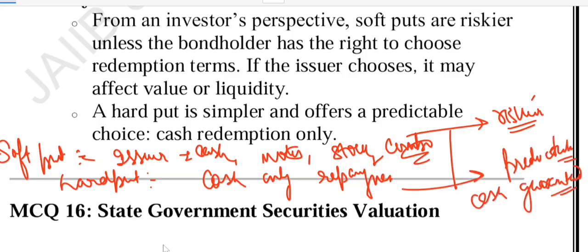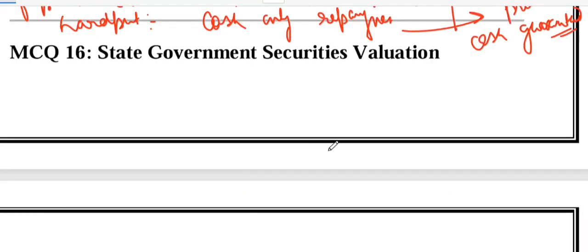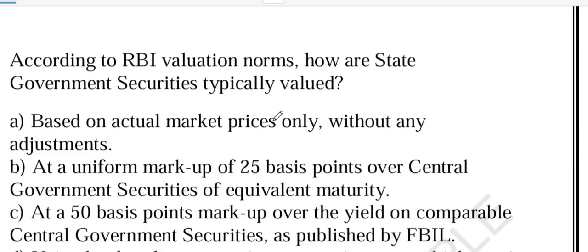Now friends, let's switch our focus to one question on state government security valuation. The question is, according to the RBI valuation norm, how are state government securities typically valued? This is a very good question. Ever wondered how banks and mutual funds decide the value of a state government bond? That is what we are going to discuss. The RBI has a simple rule. What does RBI say? Take the central government rate and add 0.5%.